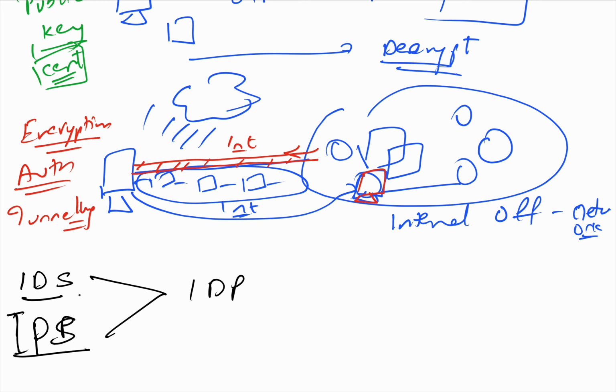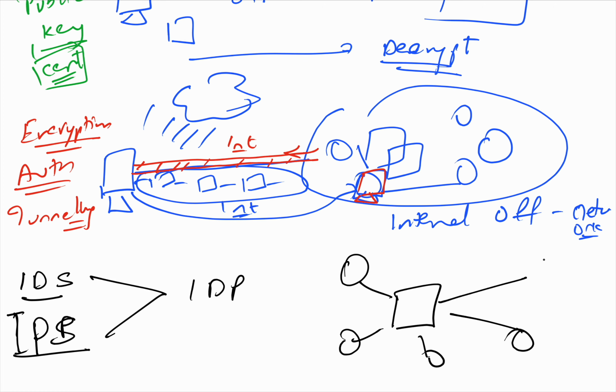By intrusion detection system, what it means, you have a network here. These are my couple of devices which are connected to the network. And it is also connected to a different network. Doesn't matter. What I have on this is an IDS, intrusion detection system.